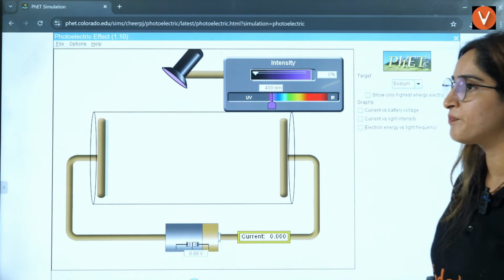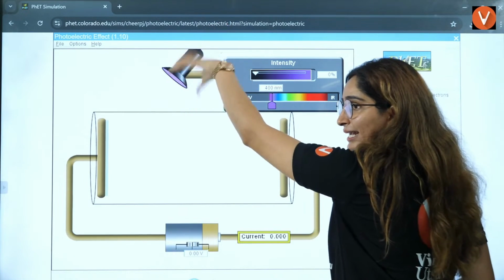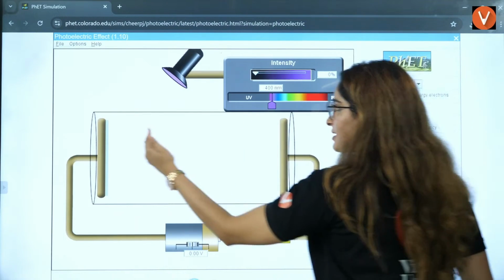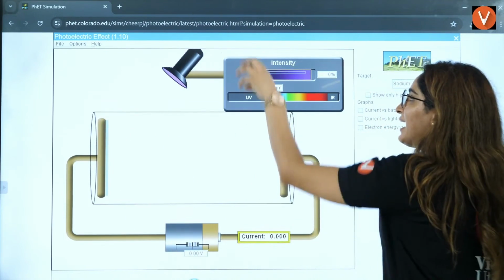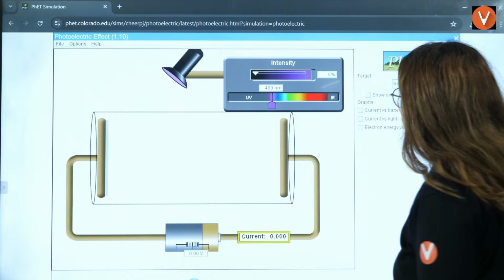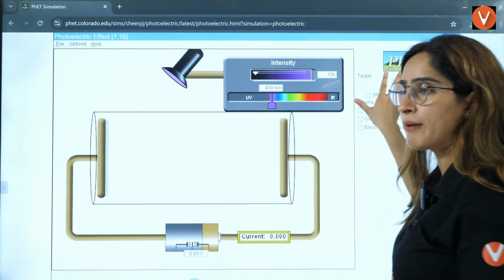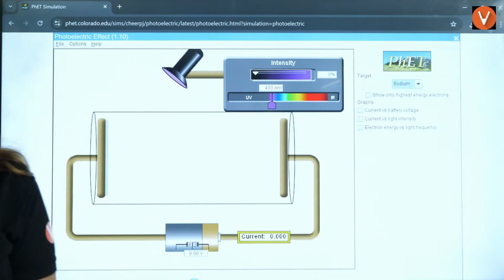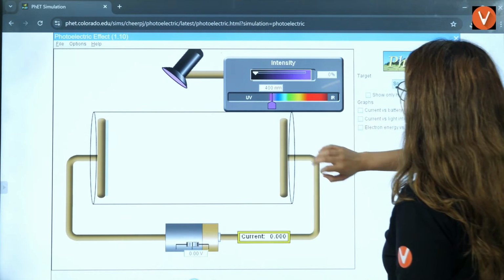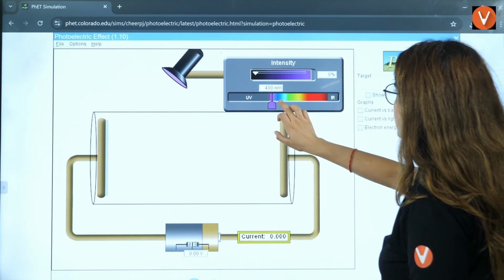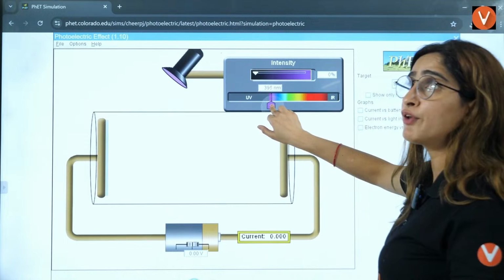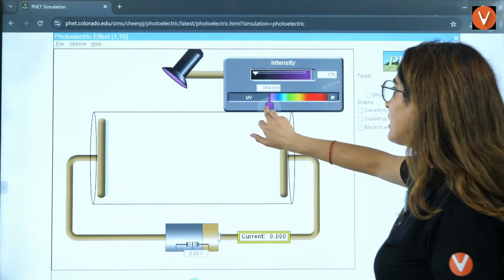So this is the incident light, right? This is the electrode. This is the metal, basically. The light is falling on this metal, and we have to see whether some electron is getting out or not. I am fixing this on sodium. This is the sodium metal. Now, what I want to see is that if I increase the frequency, more the frequency, more will be the energy. So I need to increase the frequency.